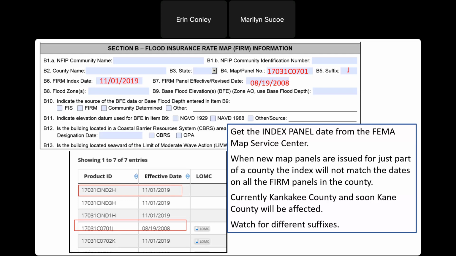Don't assume, since you've been doing this and with these fillable forms that might make it harder for you, you may think, oh, I don't need to change that suffix. That's always going to be the same for all my panels. It's not. So make sure you check that.